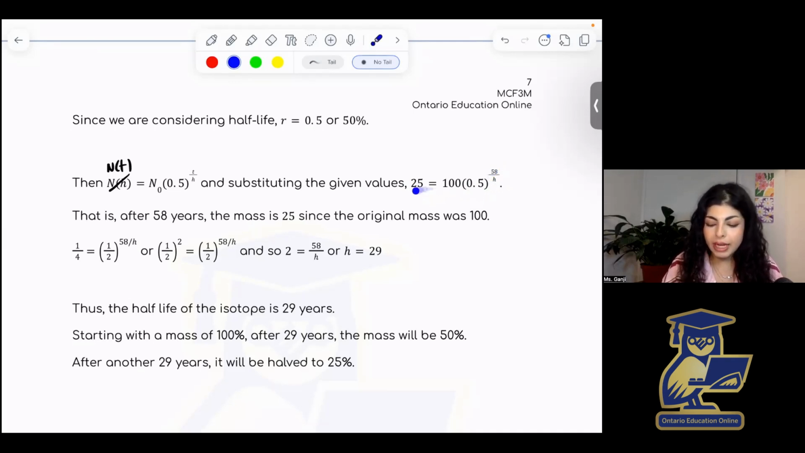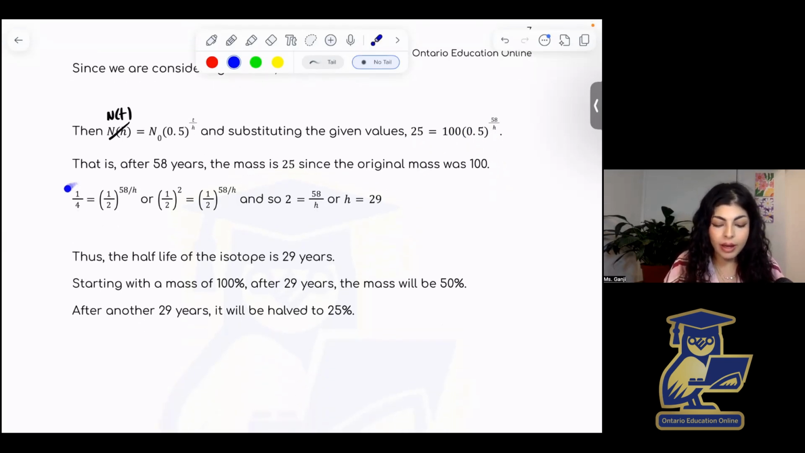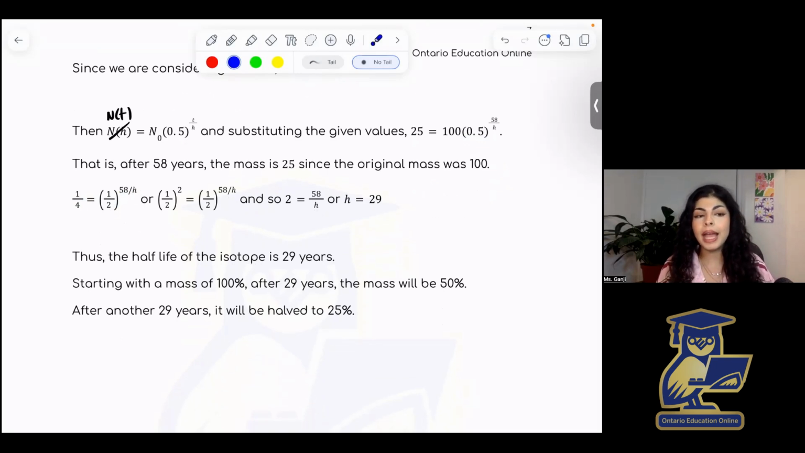So first dividing by 100, we get that 1 over 2, which is 0.5, to the power of 58 over H is equal to 1/4. So how many half-lives have passed for us to get to a quarter? And of course, it is simple to see that 1 over 4 is just 1 half squared. So I just want these two exponents to be equal. So pretty much 2 is equal to 58 over H, or H is equal to 29.